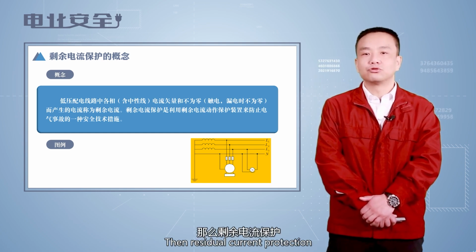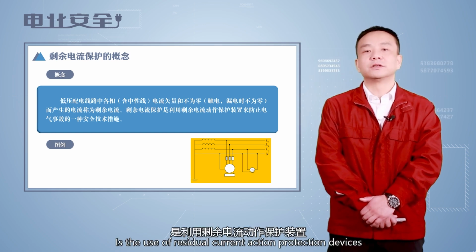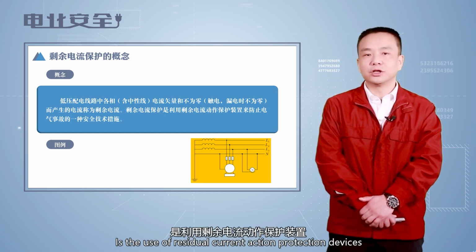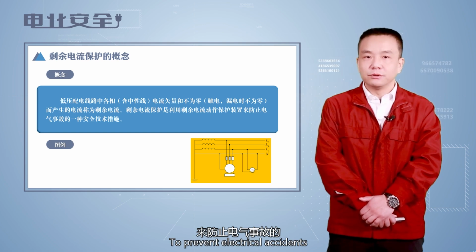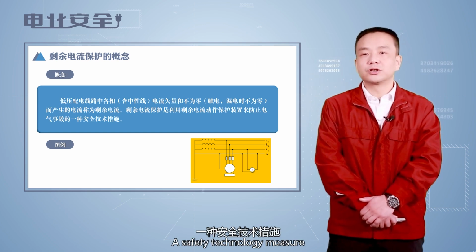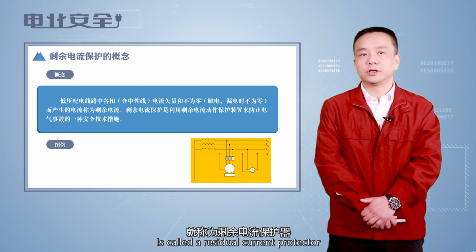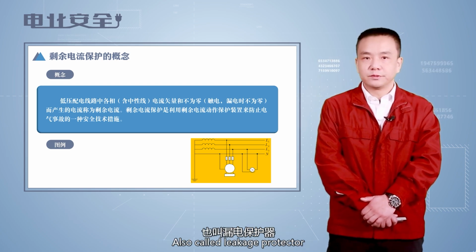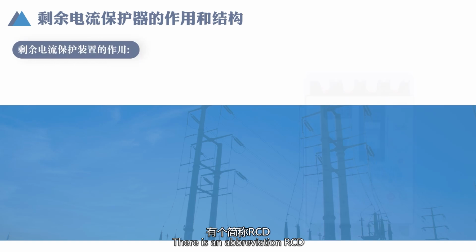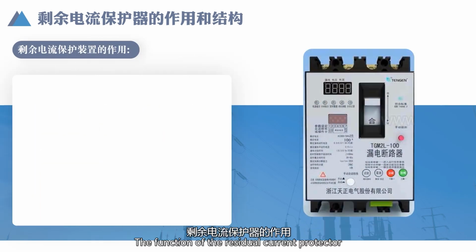Residual current protection is the use of residual current action protection devices to prevent electrical accidents, a safety technology measure. This residual current protective device is called a residual current protector, also called leakage protector. There is an abbreviation, RCD. Next, the function of the residual current protector.